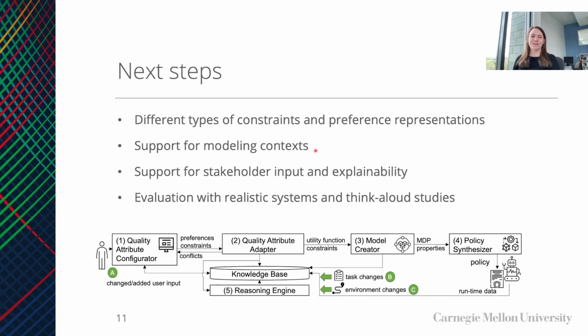For all of these things, it's crucial for us to have good mechanisms for stakeholder input and explainability, so that humans who use this quality attribute configurator can see what's going on and give their input for preferences and constraints. And we also want to evaluate this with realistic systems and conduct think aloud studies to see how humans reason about quality attributes and can work with this framework.